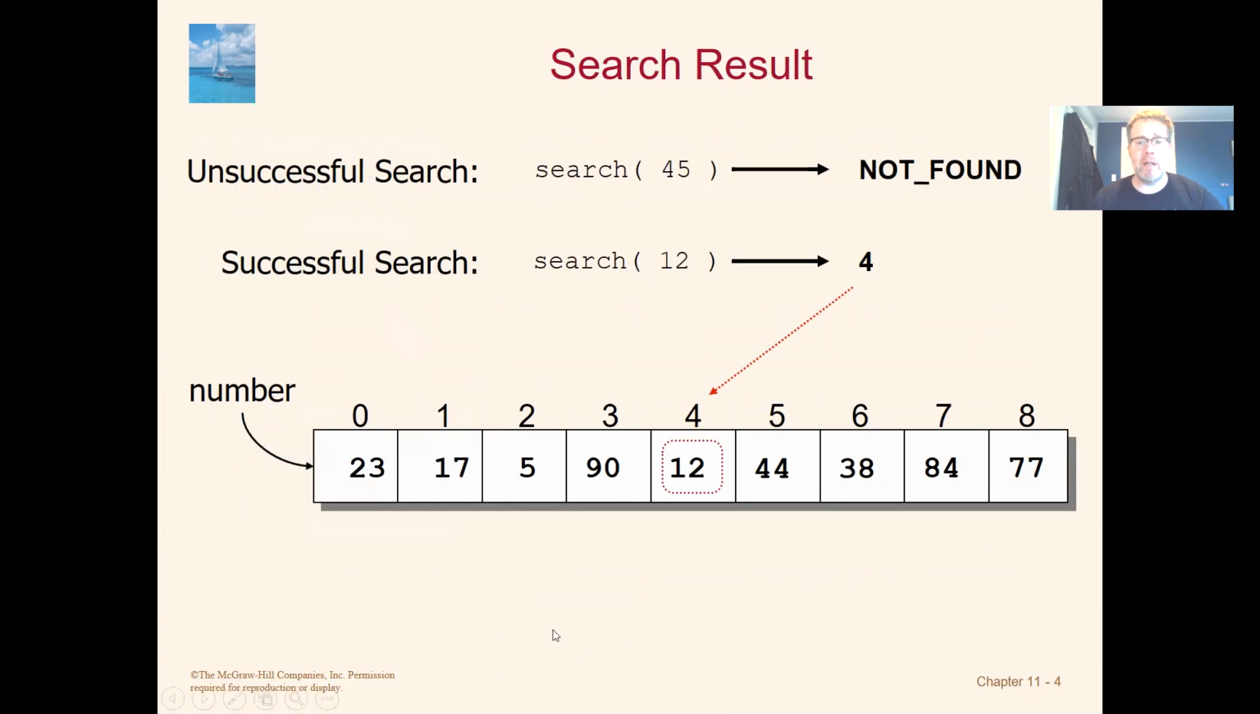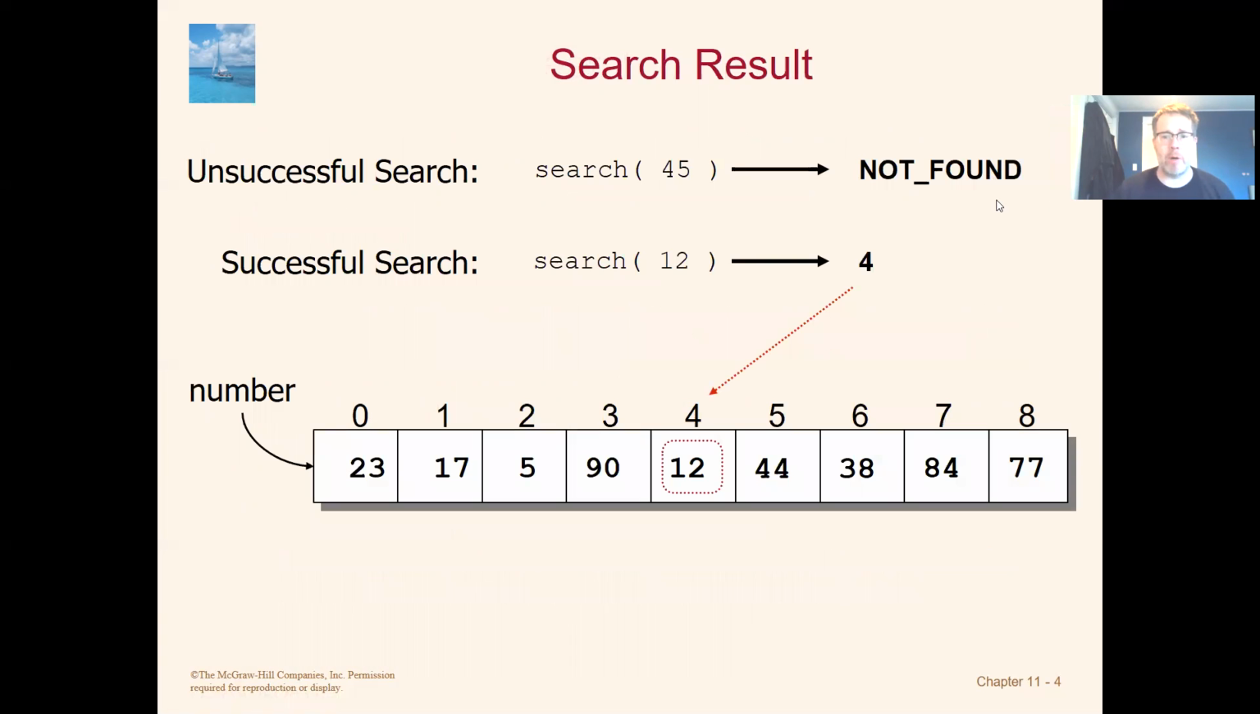So for the first one, we have this little array, and it's small enough that we can just eyeball it. It just has 9 elements. Suppose we're looking for the number 45. Scan through it left to right. There's no 45. We would return -1, the not found constant. Or in a successful search, we'd say, look for 12. There it is. It's at index 4. Found it. So we return index 4, the index of the element where the 12 value is stored.